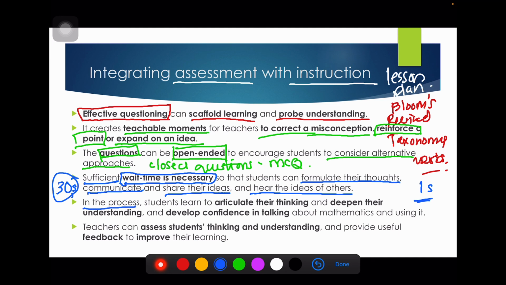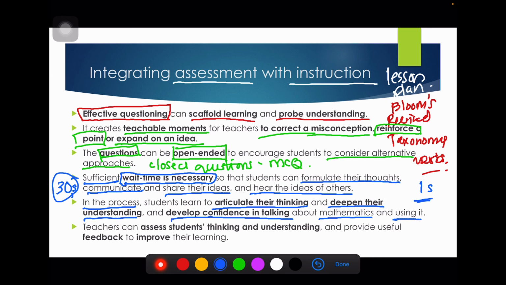Now in the process, students will learn to articulate their thinking. When they are so used to you asking questions and waiting for them to answer, they will immediately know that they need to think. So they will start thinking, they will start telling others what they think, and also deepen their understanding by listening to others, and develop confidence in talking about mathematics and using mathematical language. That will give them confidence.